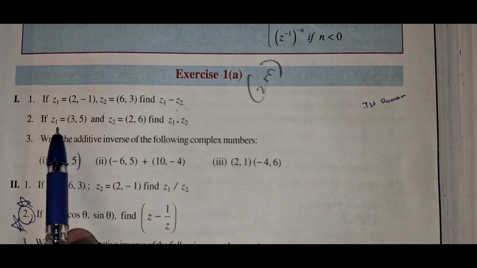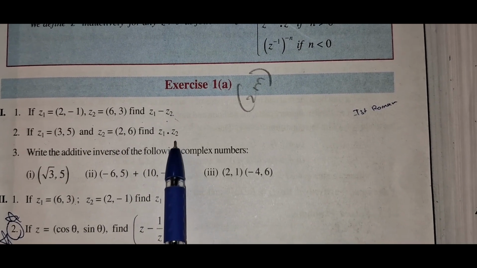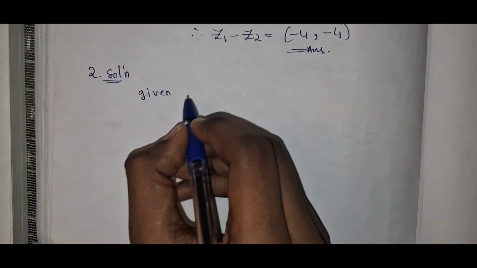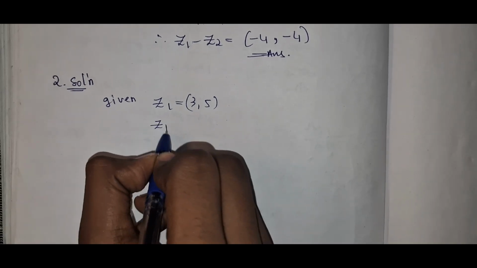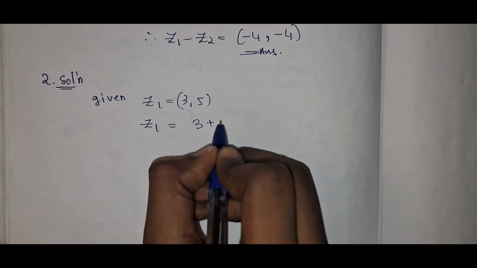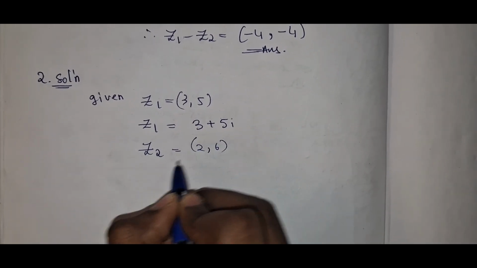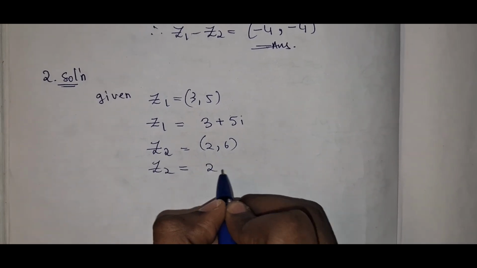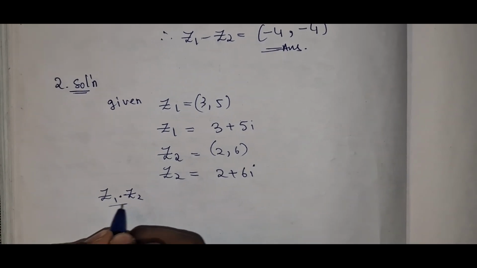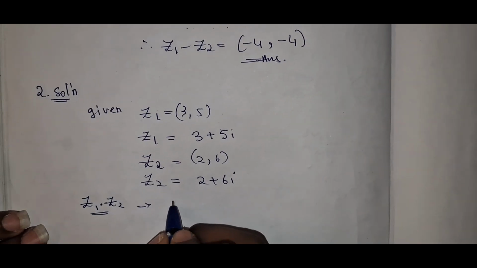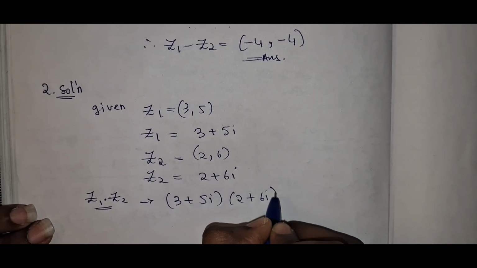Now second sum. Given Z1 and Z2, we need to find Z1 into Z2. Consider given Z1 is equal to (3, 5). Therefore in the form of a complex number, we can write it as 3 plus 5i. Given Z2 is equal to (2, 6). Therefore in the form of a complex number, we write it as 2 plus 6i. Now we need to find Z1 into Z2. Therefore Z1 is 3 plus 5i into Z2, 2 plus 6i.